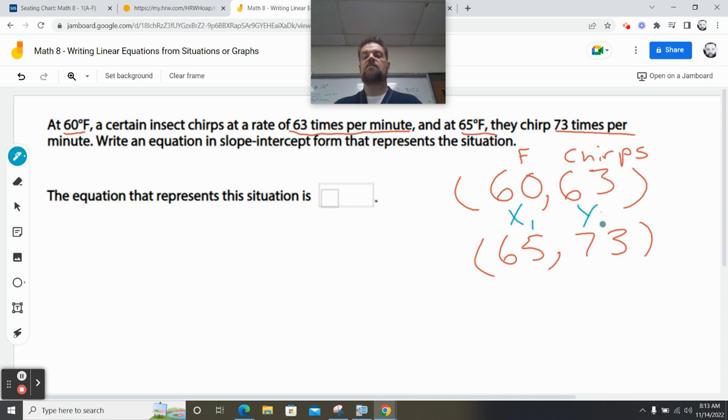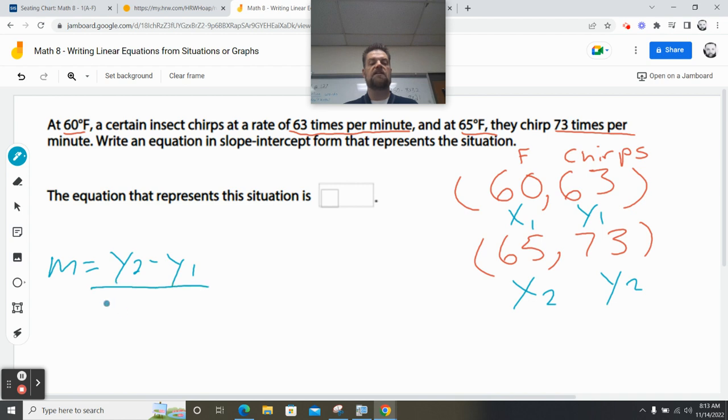In other words, if I label this as x sub 1, y sub 1, and I label this one as x sub 2, y sub 2, I can find out what the slope is. So remember, the formula for slope is y sub 2 minus y sub 1 all over x sub 2 minus x sub 1. Now be careful here because there's 2 common mistakes, actually 3.